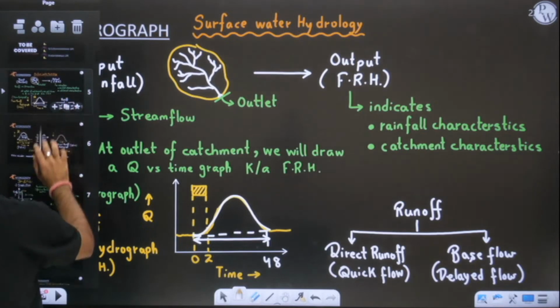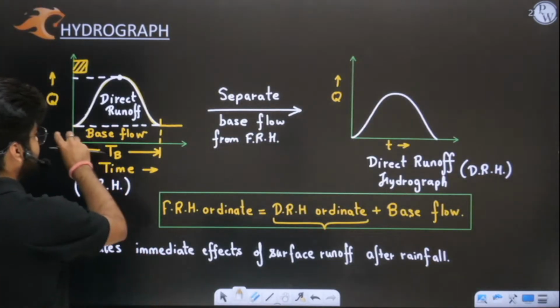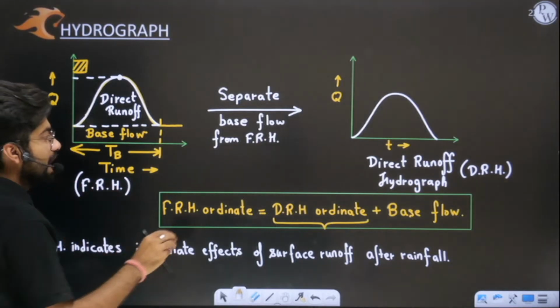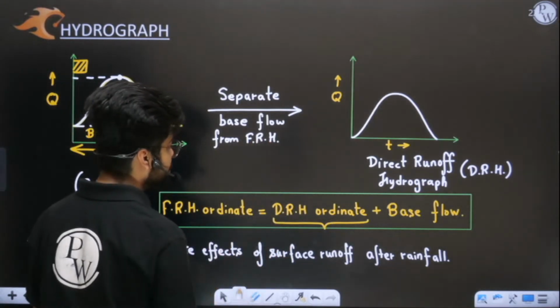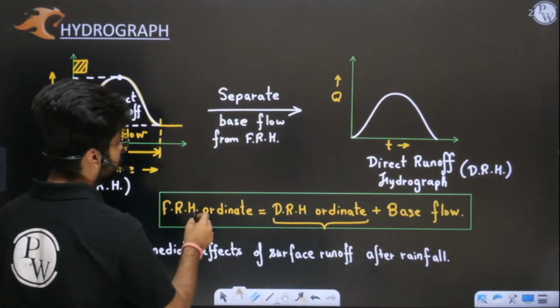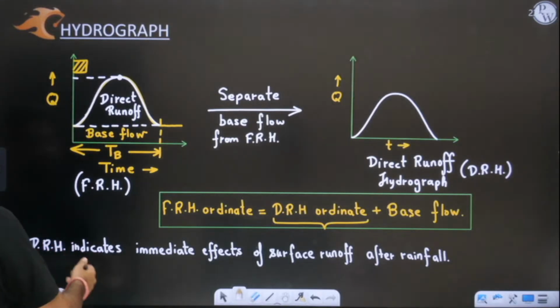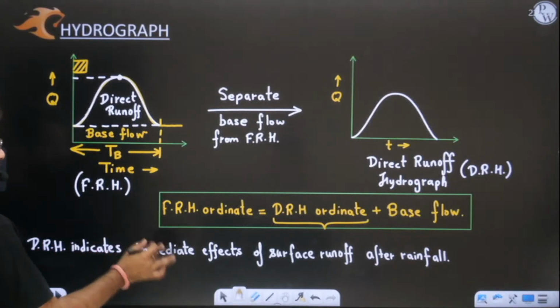Okay, sir, no problem. Now what else? Sir, you told me that from this hydrograph, if I separate the base flow, if I remove the base flow, I will get a direct runoff hydrograph, which is also known as DRH. And FRH ordinate will be given by DRH ordinate plus base flow. You all know this. So DRH indicates basically immediate effects.